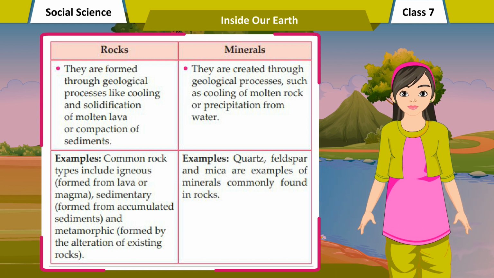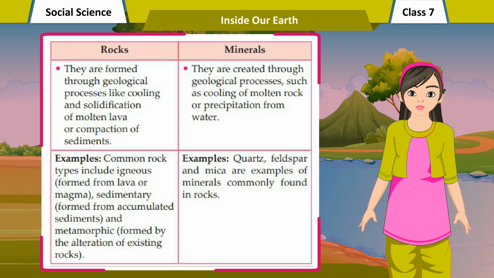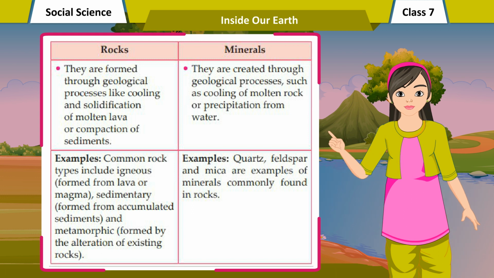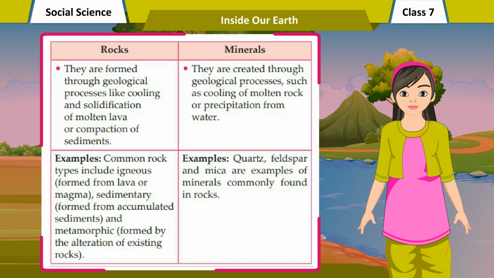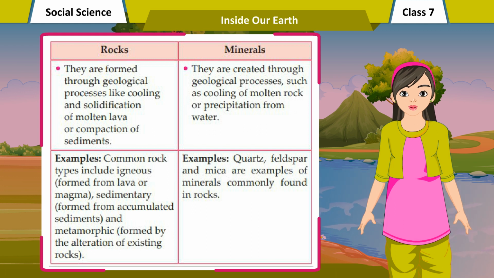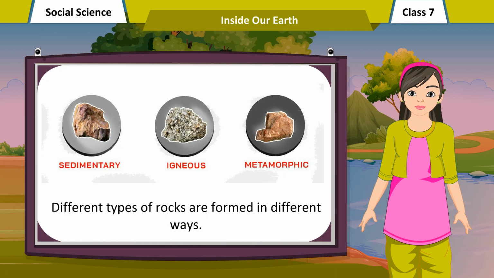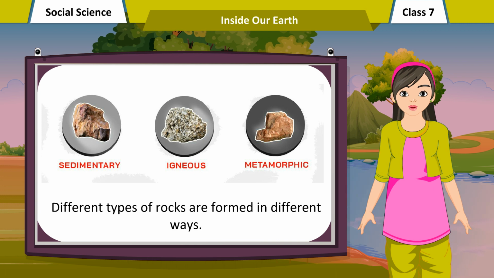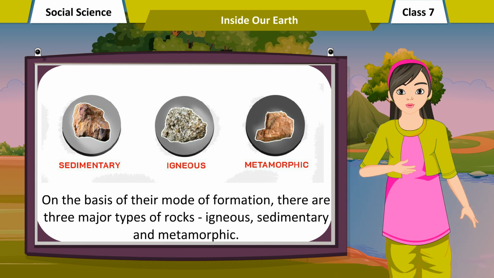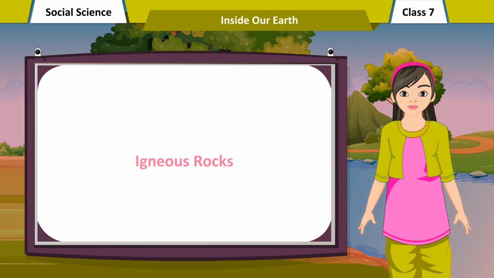Examples: common rock types include igneous, formed from lava or magma; sedimentary, formed from accumulated sediments; and metamorphic, formed by the alteration of existing rocks. Examples: quartz, feldspar, and mica are examples of minerals commonly found in rocks. Different types of rocks are formed in different ways. On the basis of their mode of formation, there are three major types of rocks: igneous, sedimentary, and metamorphic.